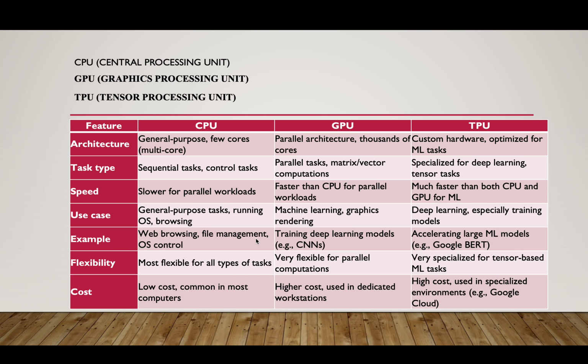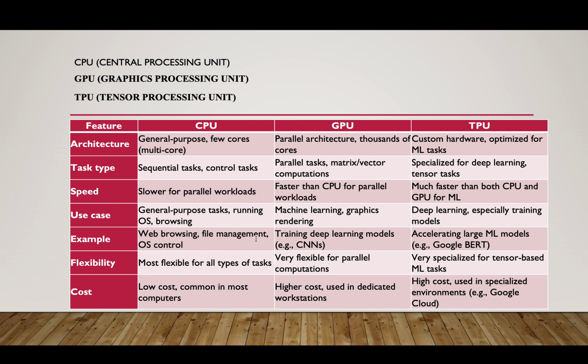How exactly does it work? Sequential processing: CPUs excel at tasks that require complex decision making and sequential operations. Low latency tasks: CPUs can handle tasks that need fast response with low latency. Examples include running the operating system and handling user inputs.